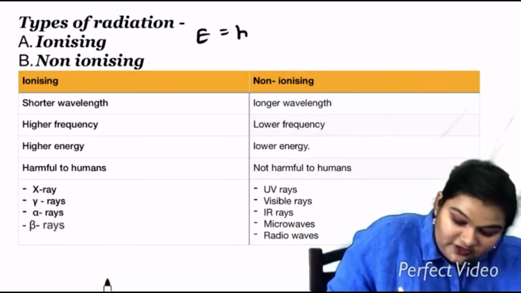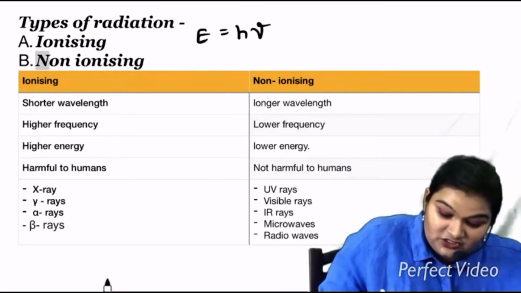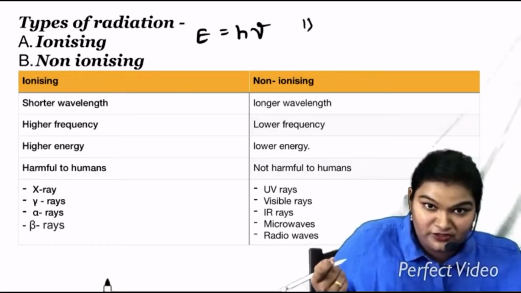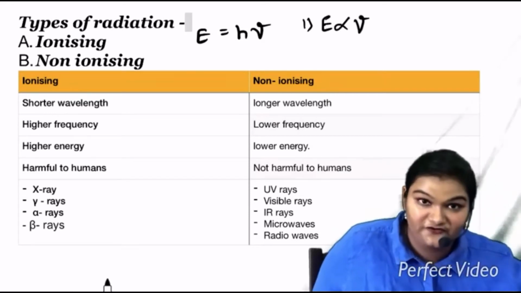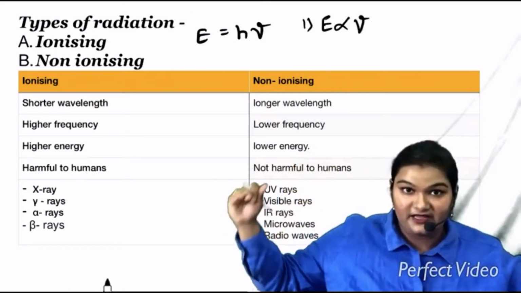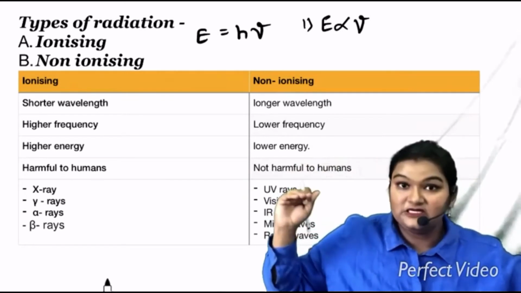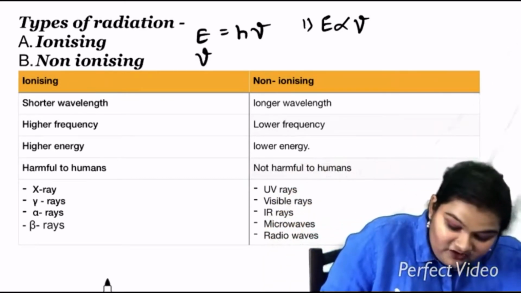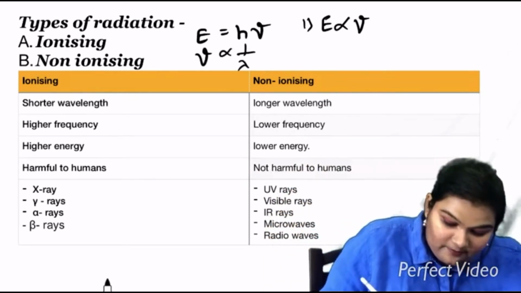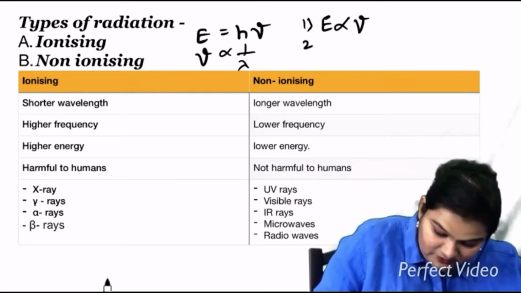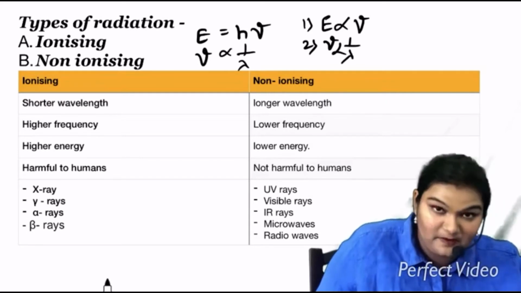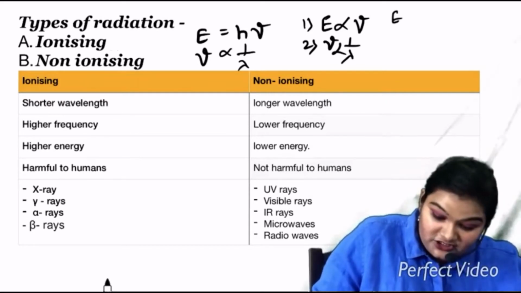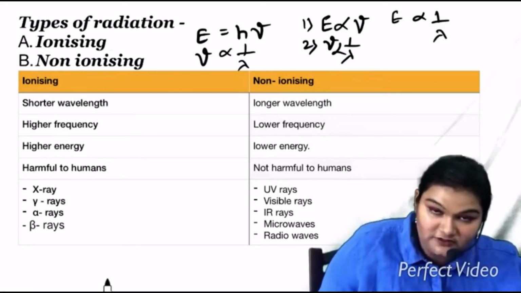So E is equal to h times frequency. What is the first relation we are able to derive? That is, energy is directly proportional to the frequency. Higher the frequency, higher the energy. Lower the frequency, lower the energy. Then frequency is inversely proportional to lambda. Lambda means wavelength. So energy is also inversely proportional to lambda.